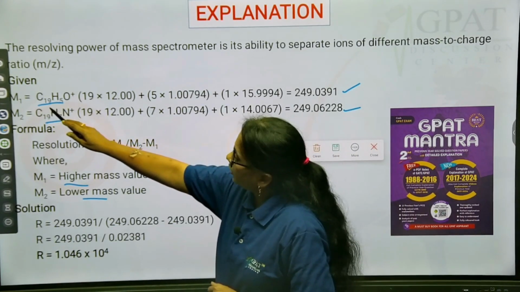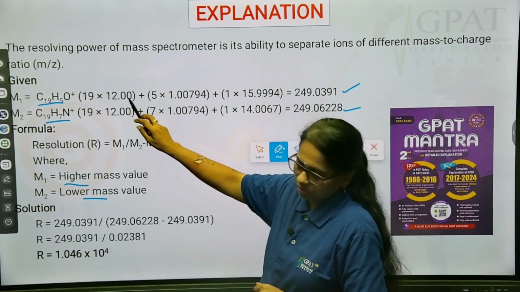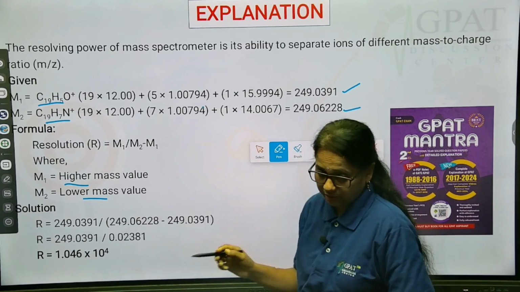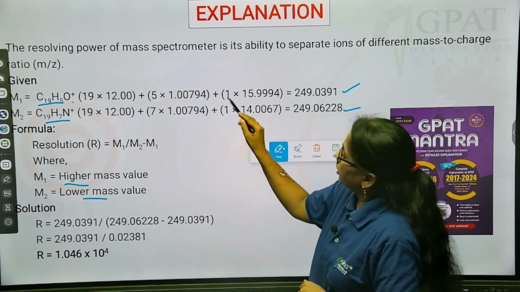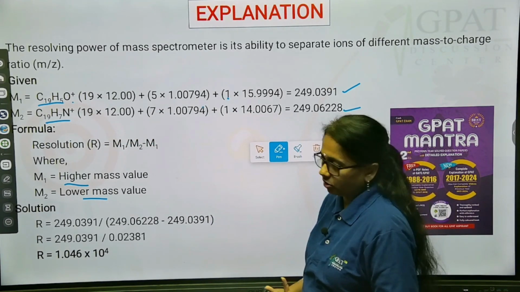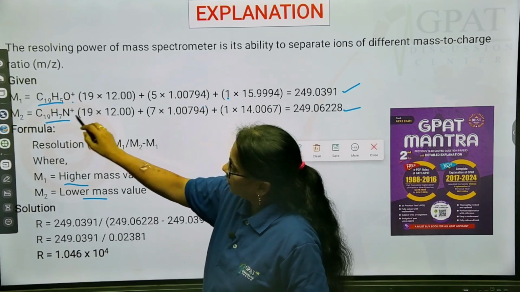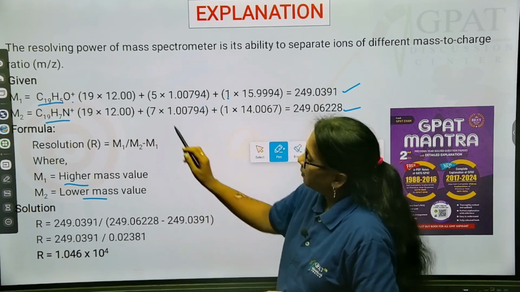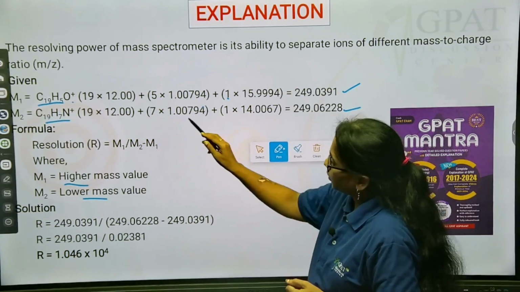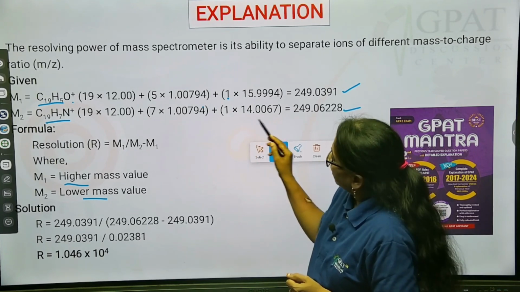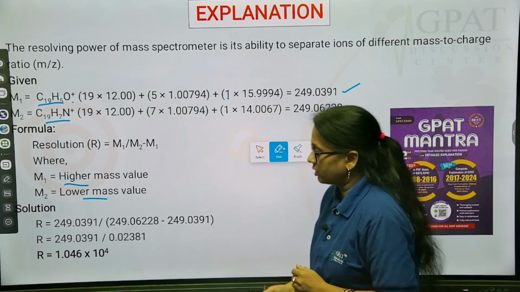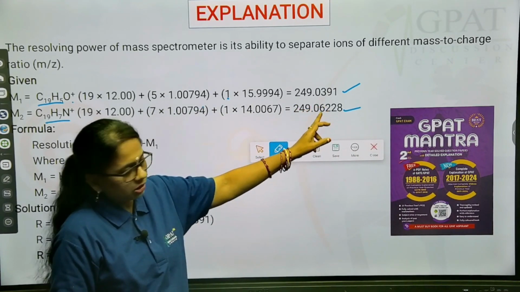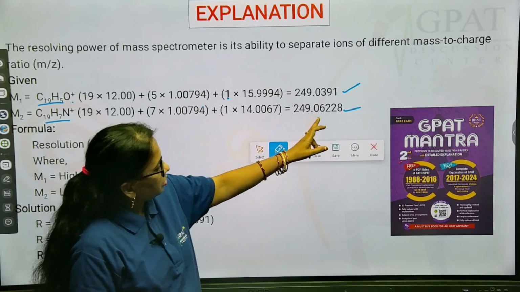Okay, so C19, that means 19 into carbon 12 plus 5 into hydrogen 1.00794 exactly. Okay, and oxygen only one, that is around 16, you are going to get it. And C19H7N+, for this if you calculate 19 carbon atoms into 12 plus 7 into hydrogen atoms 1.00794 plus 1 nitrogen, that is 14.0067. So exactly if you take the values, you are going to get 249.0391 for M1 and 249.06228.